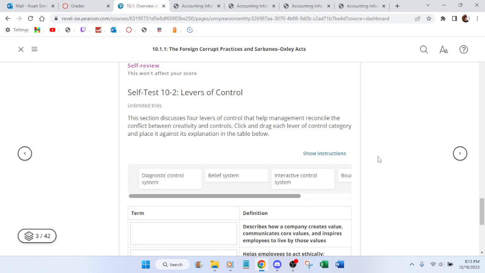I feel like this is just the key terms again. It's just in a different type of thing.